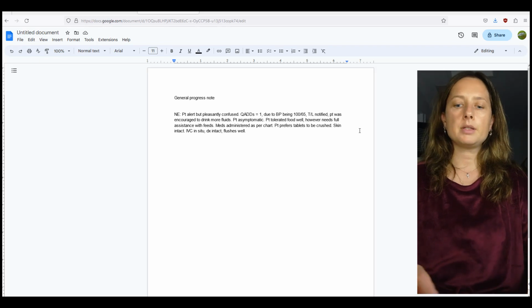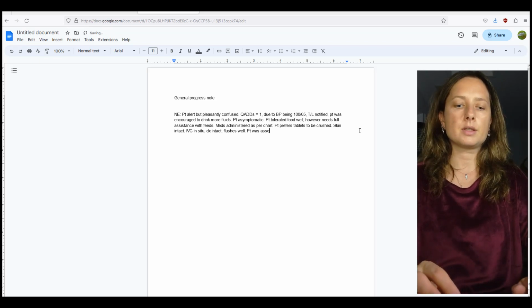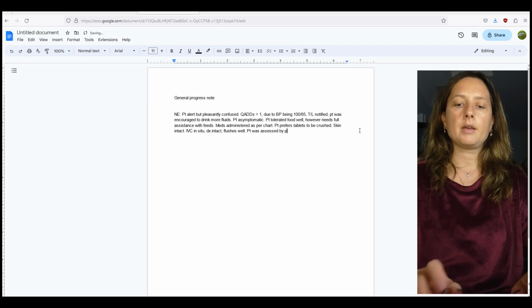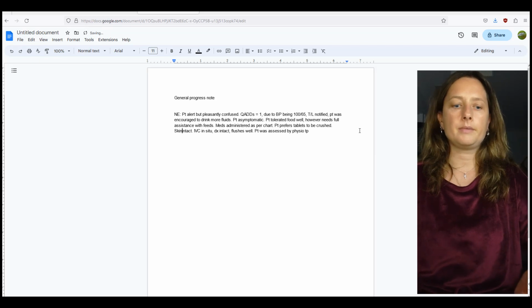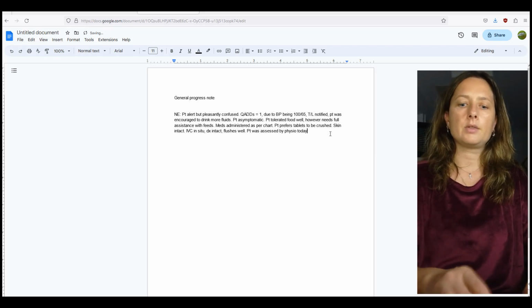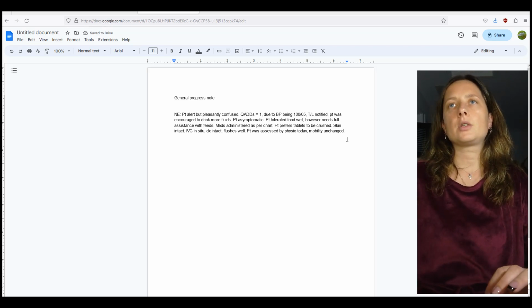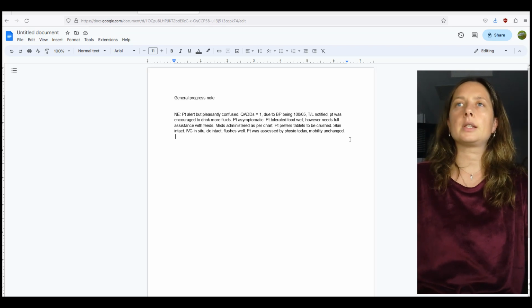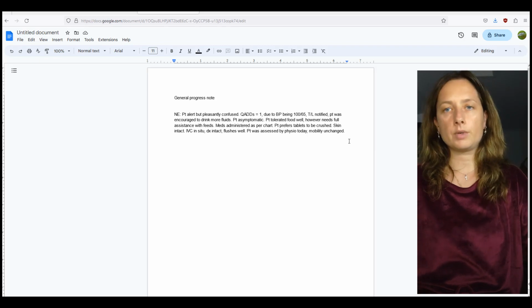Then I would talk about mobility. You can say the patient was assessed by physio today, and you can put mobility unchanged. Or if the patient hasn't been assessed by the physio, for example, you can say patient mobilizes to toilet, 1 assist with Willy Walker.